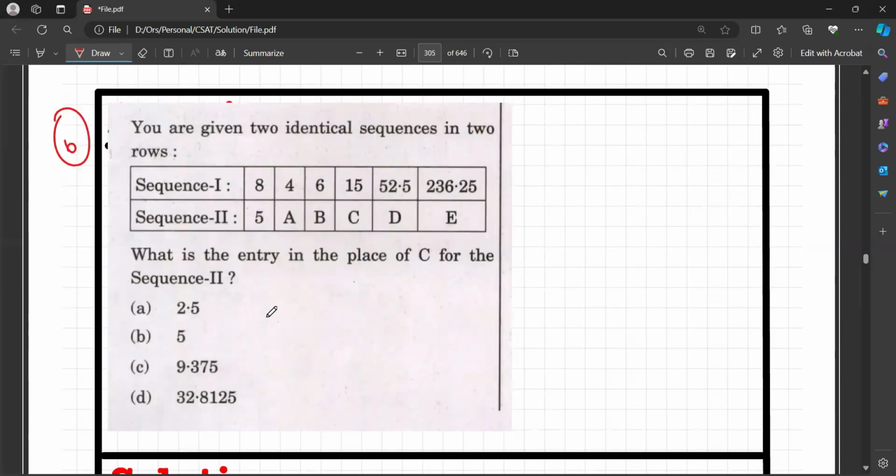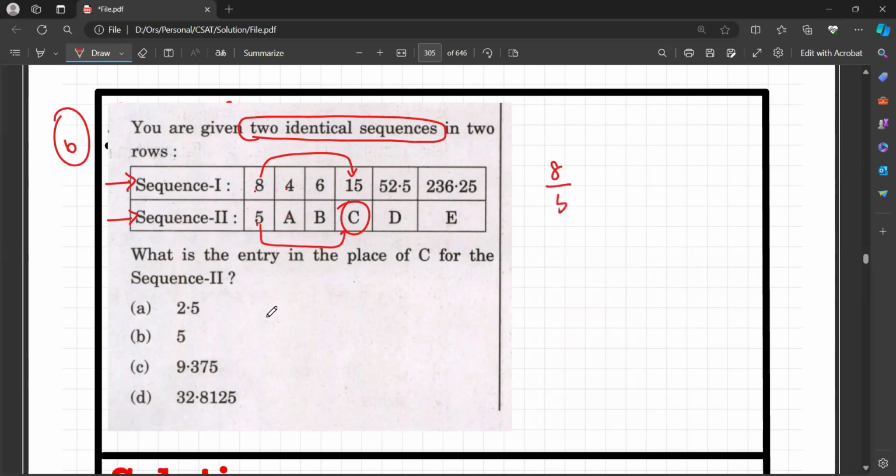You are given two identical sequences. Whatever happens in A happens in B also. Identical sequences. What is the entry C? Entry C in place of the sequence 2. 8, 5. There is some relation. 4A, there is some relation. If a certain relation follows here, it goes to 15. The same relation will follow here from 5 to go to C.